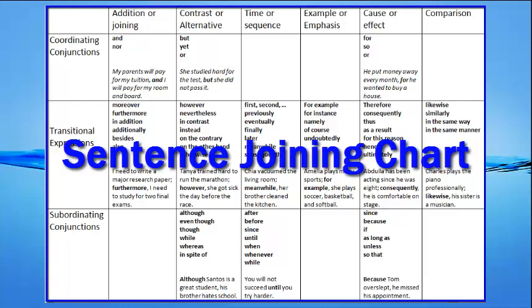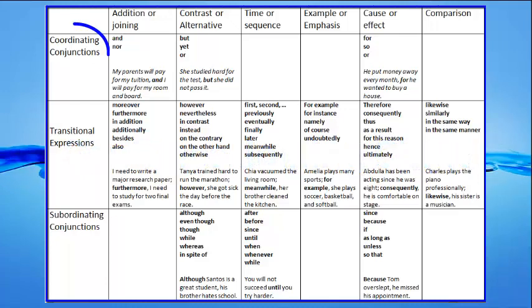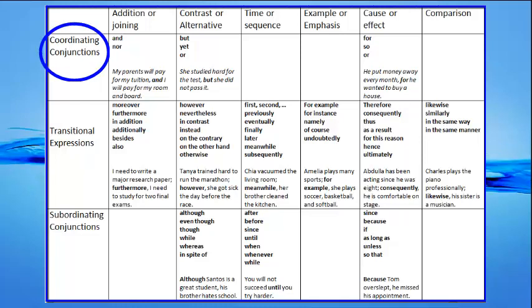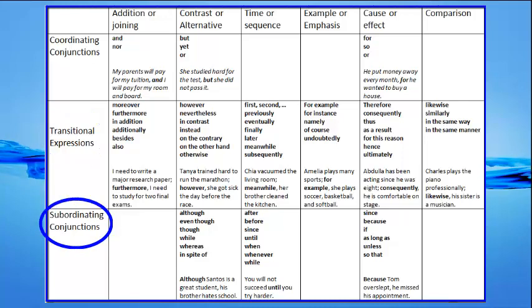To help create sentence variety in your writing, use your sentence joining chart. Your sentence joining chart will help you use coordinating conjunctions to create compound sentences, transitional expressions to create a different type of compound sentences, and subordinating conjunctions to help create complex sentences.